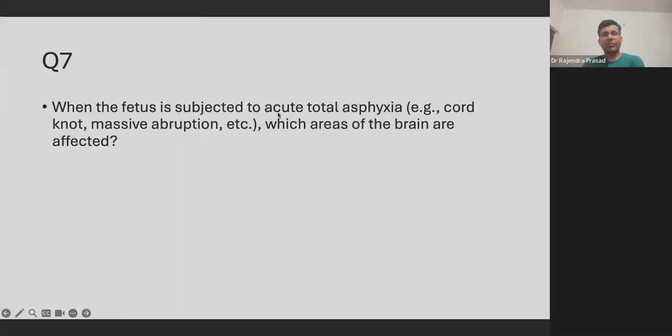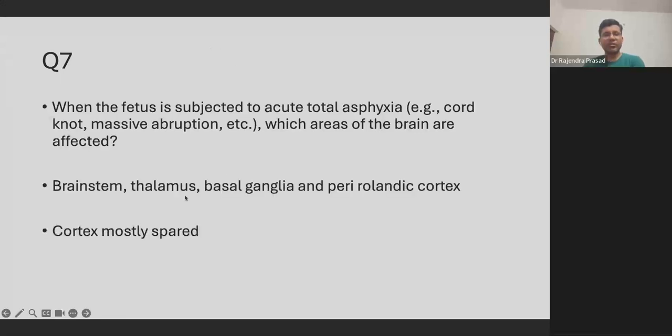Posterior limb, internal capsule, subcortical. So you're telling about the areas which are involved? Parasagittal. Basal ganglia. Deep nuclei. Caudothalamic groove. Okay, I will go into the answers.